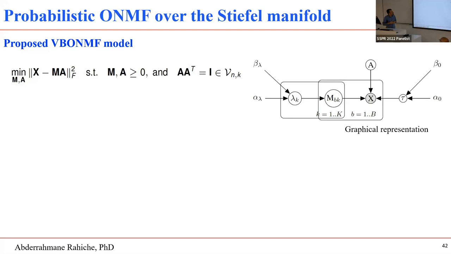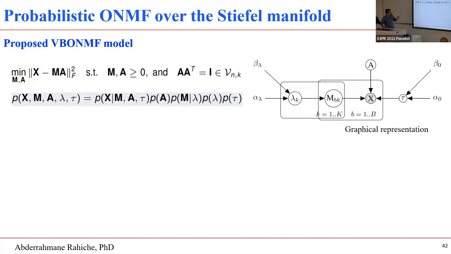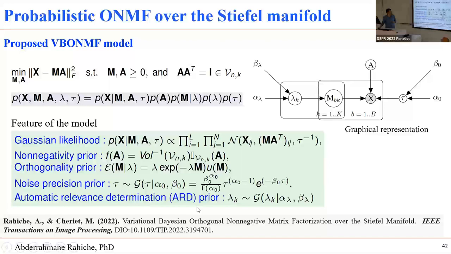we investigated another setting, and we formulated the problem as a probabilistic problem in which we have this graphical representation that modeled our problem. And instead of optimizing the variable, instead of looking for the point-wise optimum, we are looking for the model that generates these observations. And one of the features of our model is the automatic relevance determination that allows us to infer or estimate the number of sources.